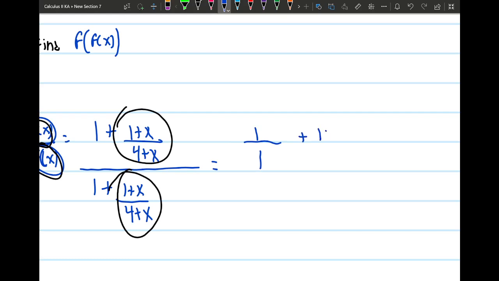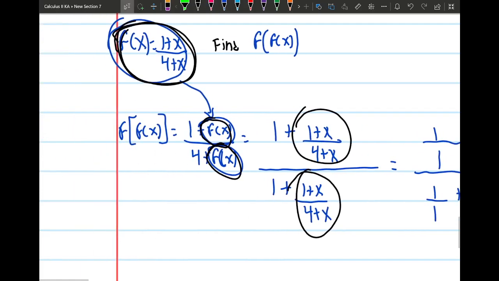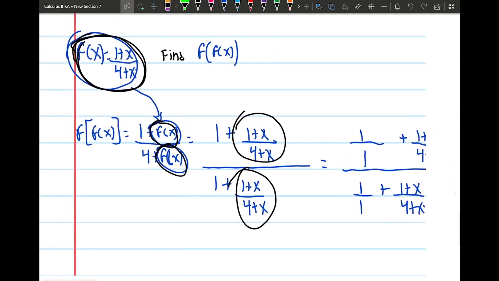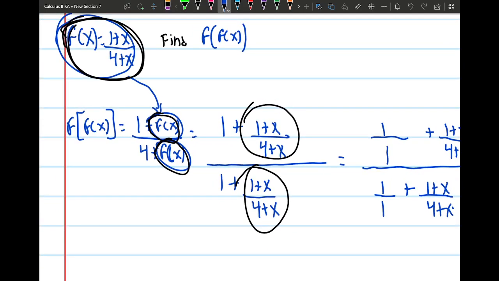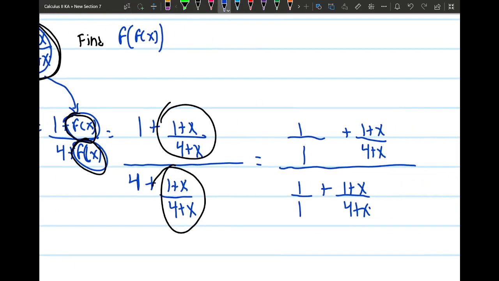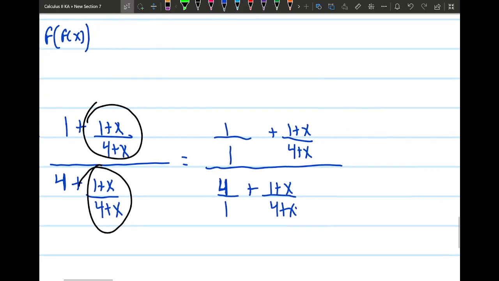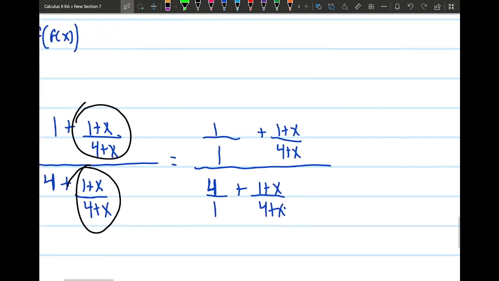We have plus 1 plus x over 4 plus x. And then over, we do the same thing on the bottom, 1 over 1 plus 1 plus x over 4 plus x. Oh, I'm sorry, actually, excuse me. This is a 4, not a 1. I'm so sorry, guys. It's supposed to be a 4. That's why I looked at it. I thought it was going to be equal to 1. No, it's not.